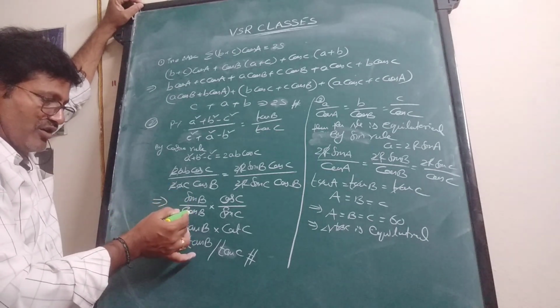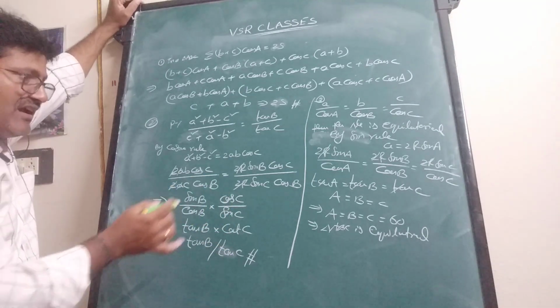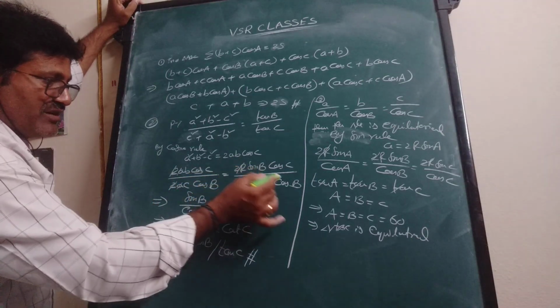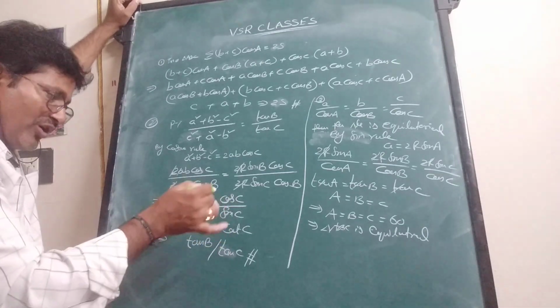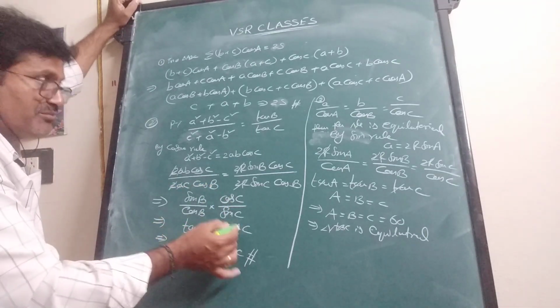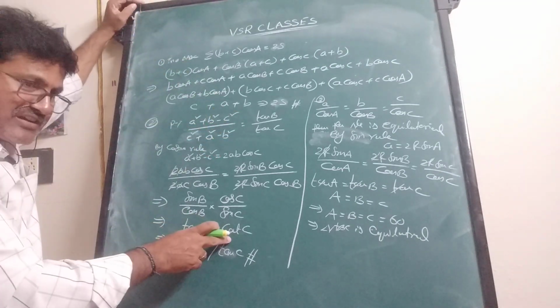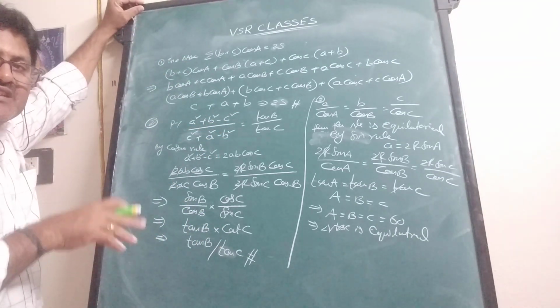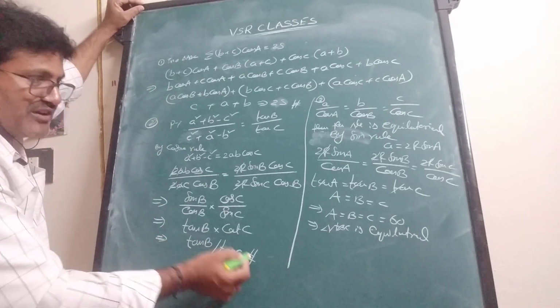Sin B by cos B into cos C by sin C. Now like this we got it. Why I wrote sin B by cos B is tan, and cos C by sin C is cot. So tan B into cot C. But we have to prove that tan B by tan C. We got cot C. Cot C, the reciprocal of cot, is nothing but 1 by tan. So tan B by tan C. This is your result for that.